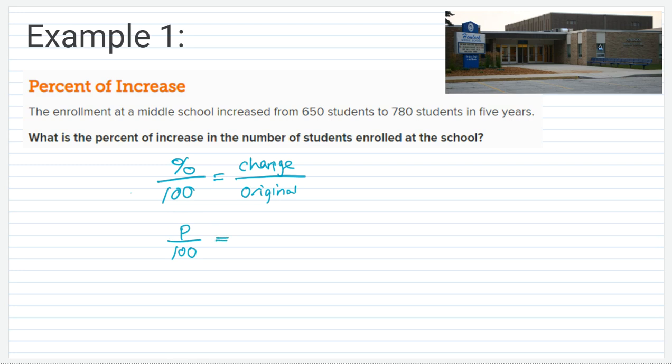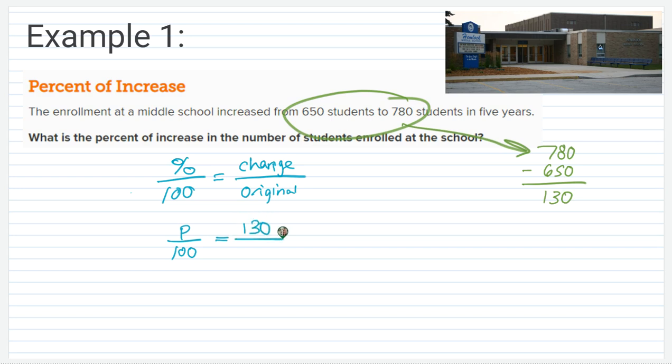But we do know the amount of change, right? My amount of change, I went from 650 to 780 students. So the amount of change we're going to find by doing 780 minus 650. And we're going to find that that's 130. So the amount of change is 130. So that's going to go into my proportion. And then what was the original? So where did you start? In this case, we started at 650. So that is my original amount.